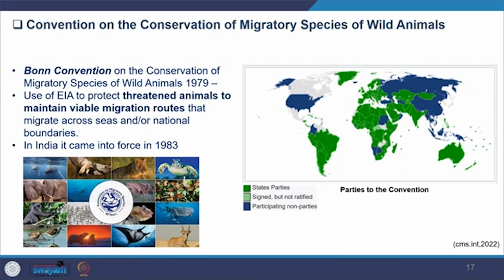So, this convention targeted to protect threatened animals that migrate across seas and or national boundaries, and specifically for our interest, using EIA as a tool for recognizing areas which needed maintenance, and also the areas apart from their areas and also their migration routes. So, through the process of EIA, using EIA as a tool, we need to identify and then also to protect these areas. So, on the right hand side image, you can see the signatory parties to the convention.